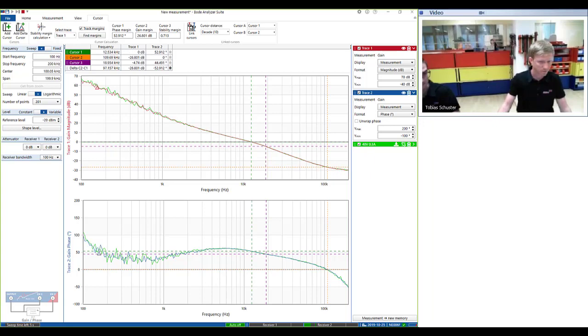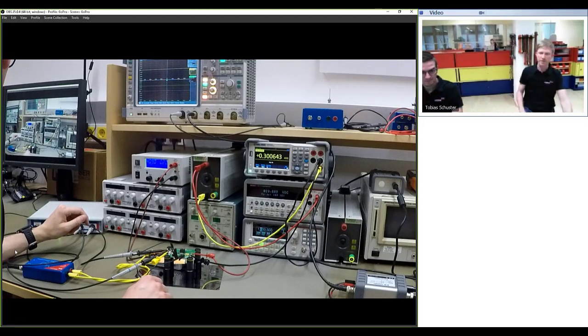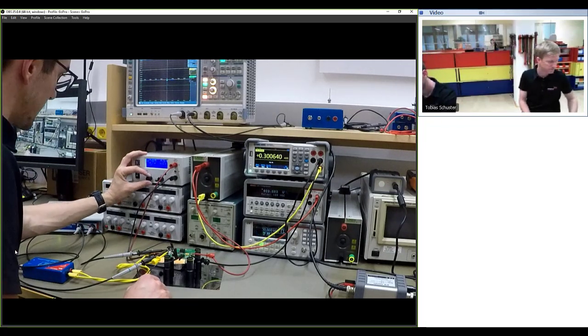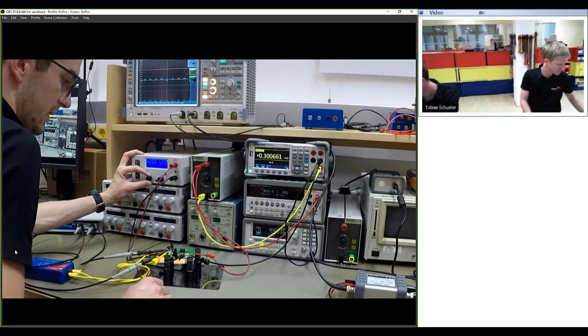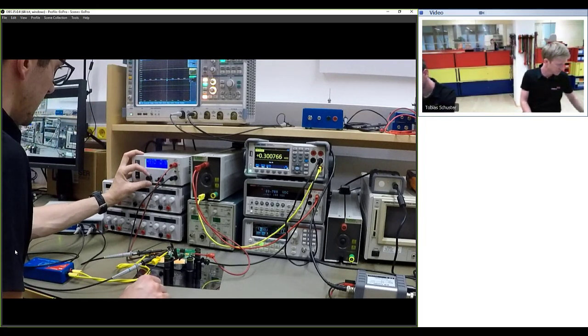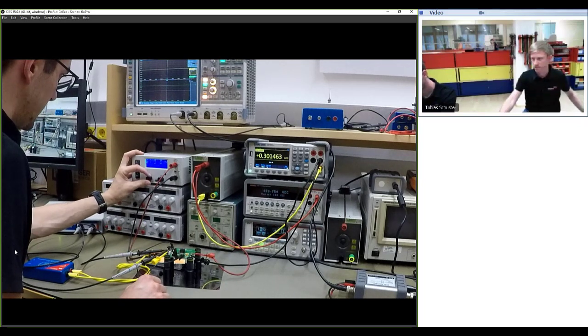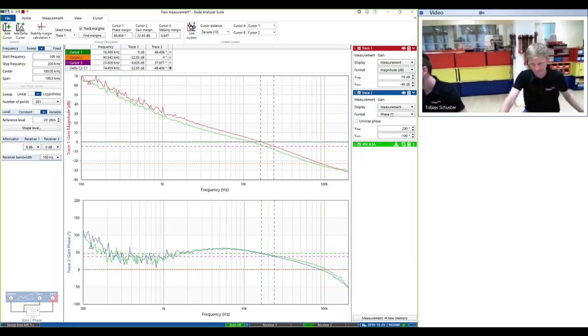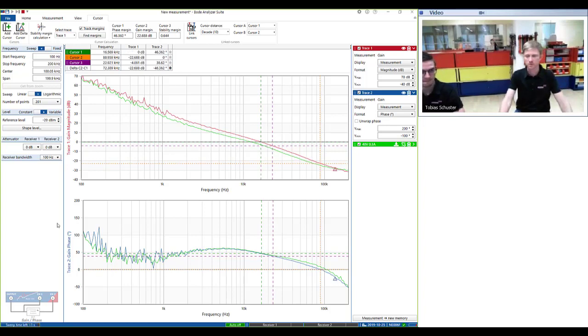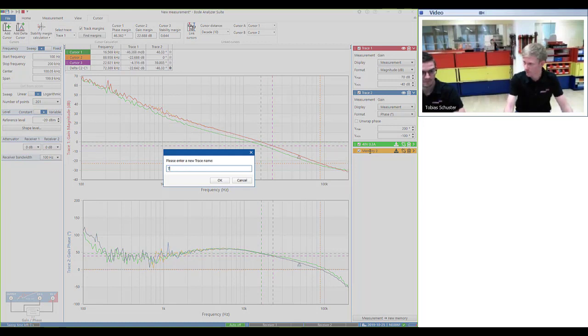Now I switch on the camera so you can see. Tobias will now change the input voltage to the maximum input voltage. Exactly, the maximum input voltage is 72 volts, so we'll increase it to about 70. Now I have 70 volts, and the output current is still at 0.3 amps. Okay, so the curve is already done. I'll put that into the memory. That's 70 volts and 0.3 amps.